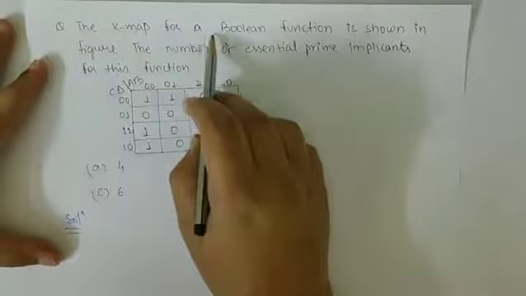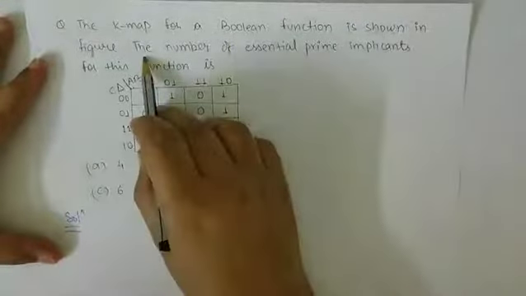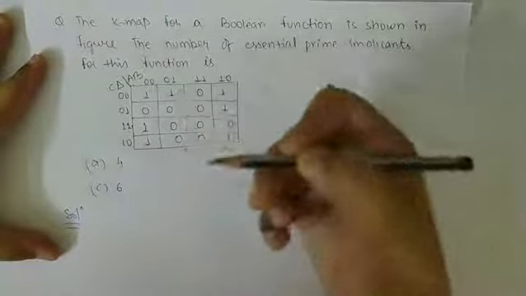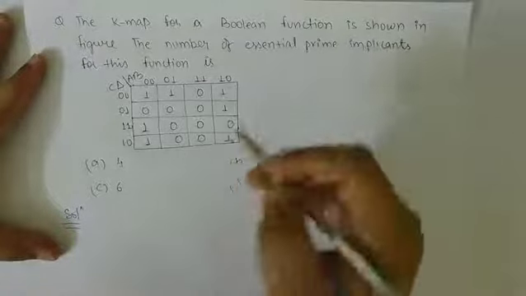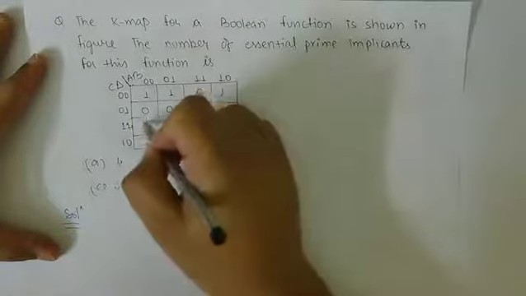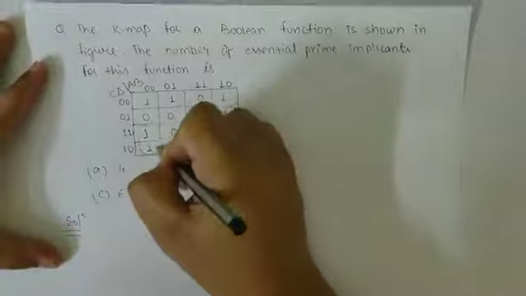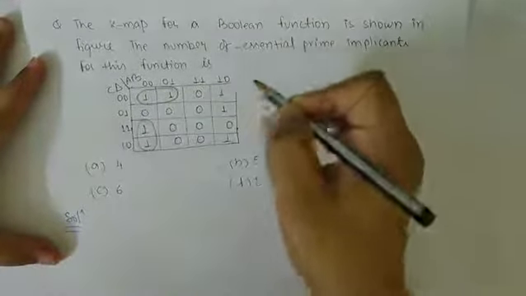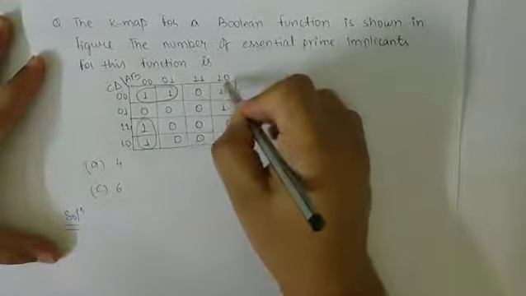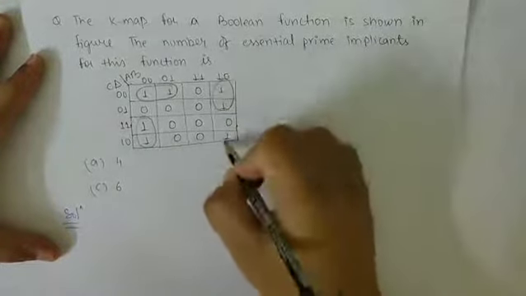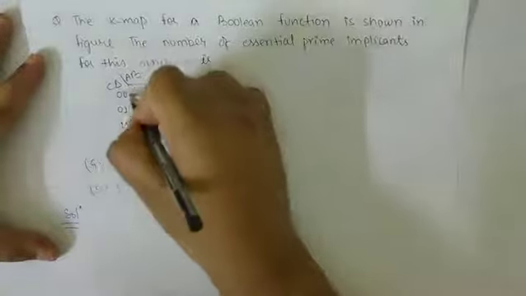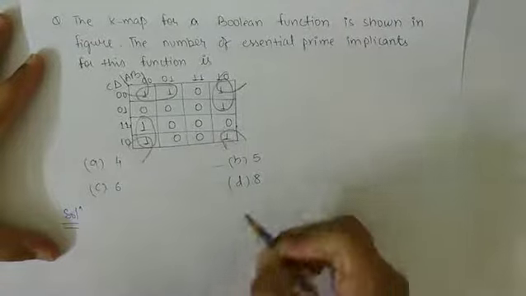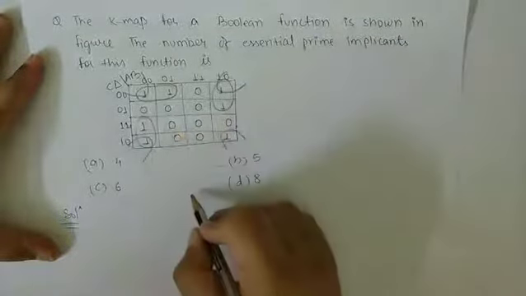The K-map for a Boolean function is shown in the figure. The number of essential prime implicants for this function is. To find the essential prime implicants, first we have to make all the possible groupings. So here you can see this could be one grouping, this could be another grouping, and this could be another grouping, and last this can also be one grouping. Okay, so we have four possible groupings.